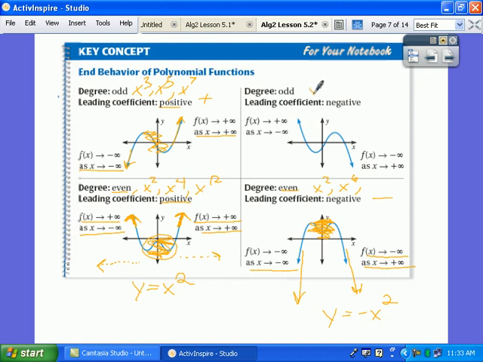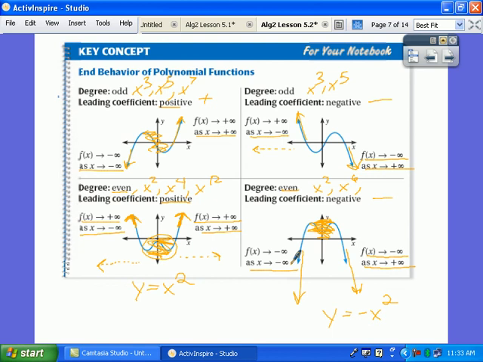Likewise, if we have an odd degree polynomial, x cubed, x to the 5th, and so forth, but the leading coefficient is negative, now we see the flipped version of the last example. As x goes to infinity, y goes to negative infinity, so that gives us this tail. And as x goes to negative infinity, as we come in this way, the y value goes to positive infinity.